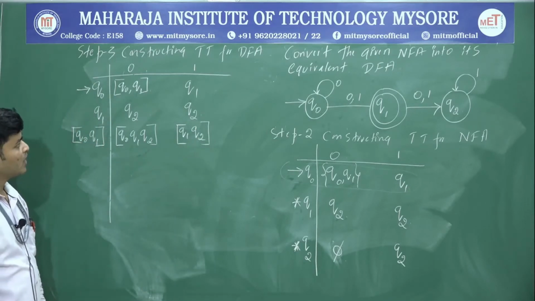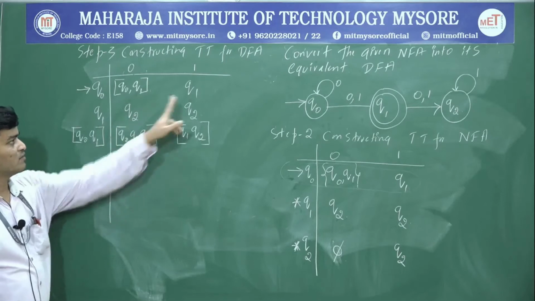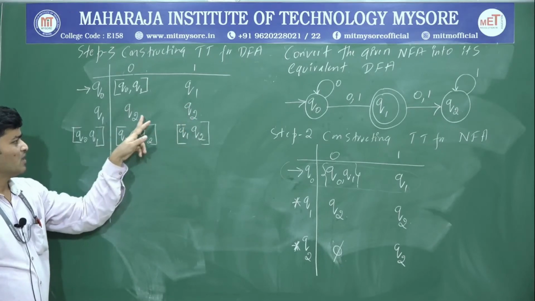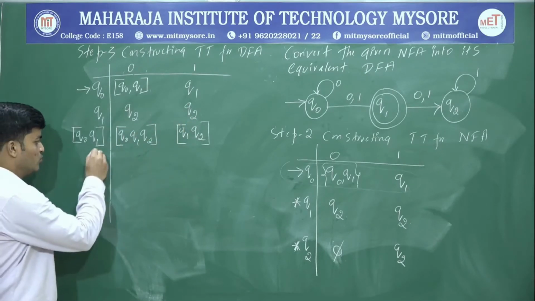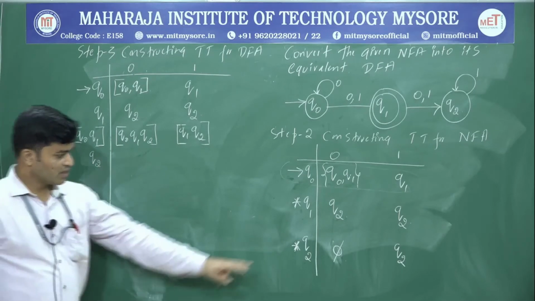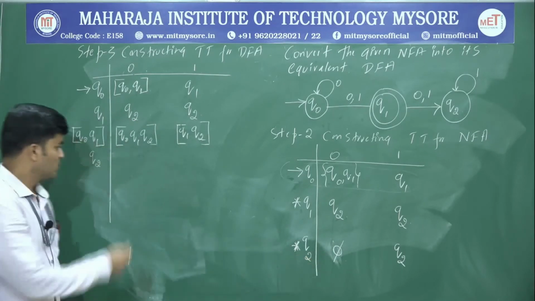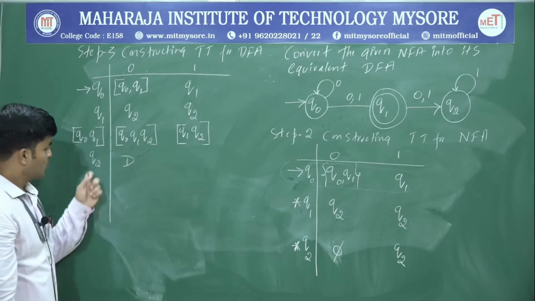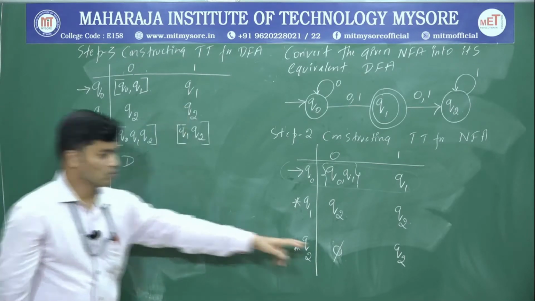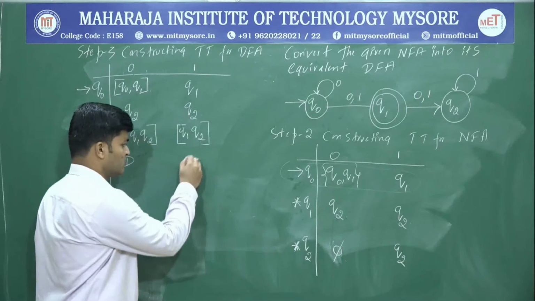Now observe, for this one I have written a transition, and for this one I have written a transition. Now you can go with Q2. So for Q2 you can write directly: phi means you will get the dead state. Q2 upon 1 is again Q2. Write that one as this.